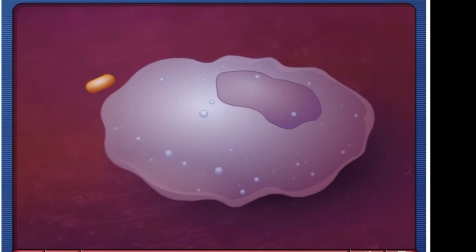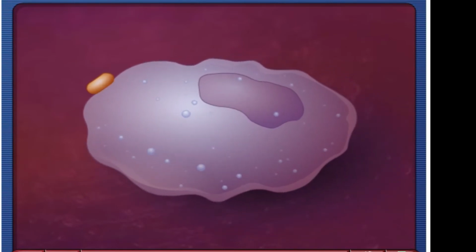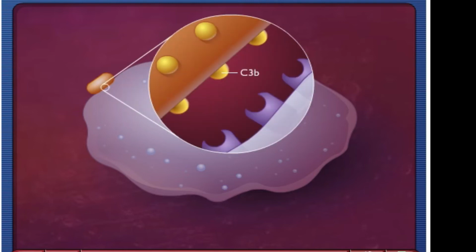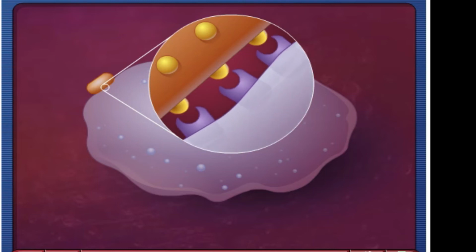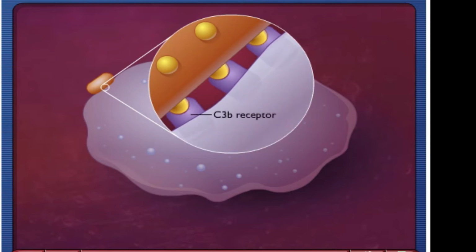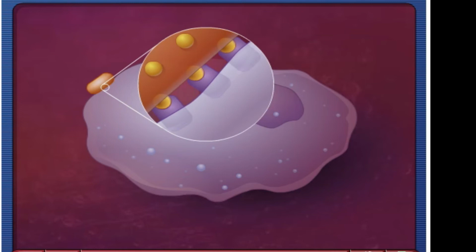Okay, so here we have the phagocyte and it's moving towards the pathogen, and you will see that it's attached to the cell membrane. Now, it attaches in a specific way, but you can see the receptors on the phagocyte and they bind with a complementary shaped antigen on the pathogen.